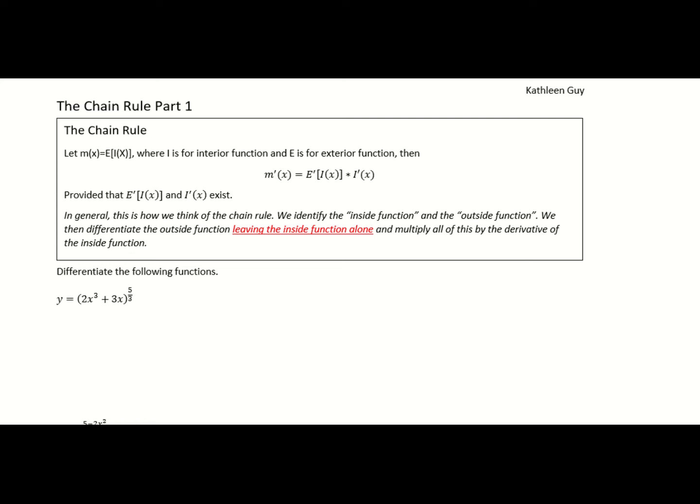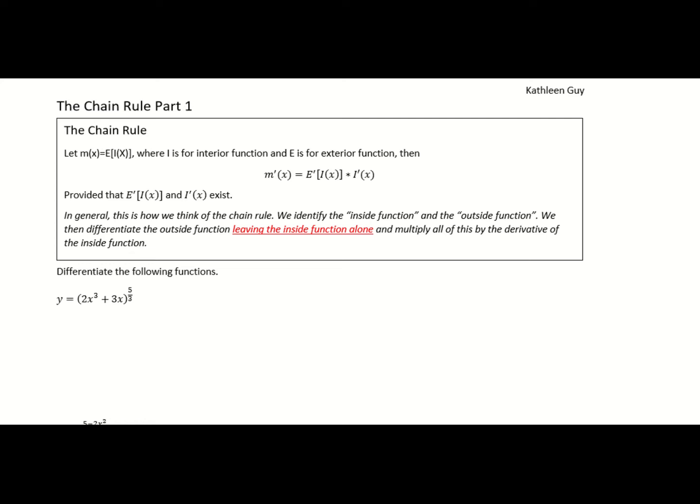We identify the inside function and the outside function. We then differentiate the outside function, leaving the inside function alone. So this is important because this is normally the most common mistake that is made. And multiply all of this by the derivative of the inside function.